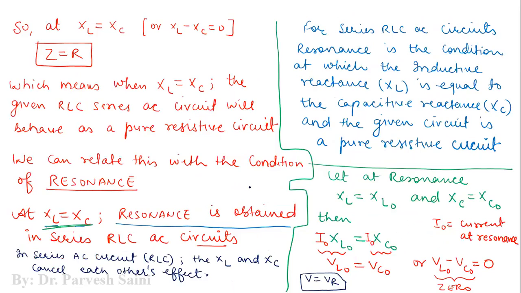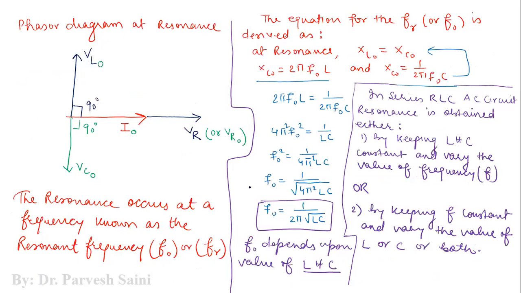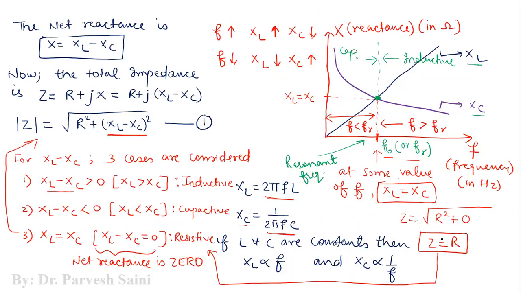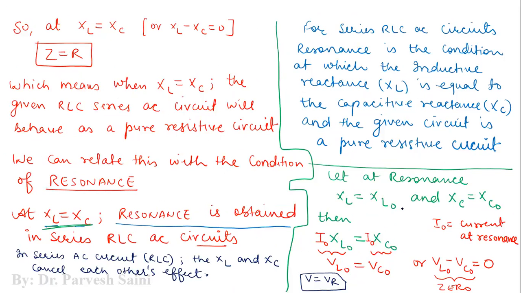So to summarize, we have the resonance in AC circuits wherein the voltage and current are in the same phase, right? The impedance of the circuit is equal to the resistance. The power factor of the circuit is unity, right? And the inductive reactance and capacitive reactance will cancel each other at resonance.